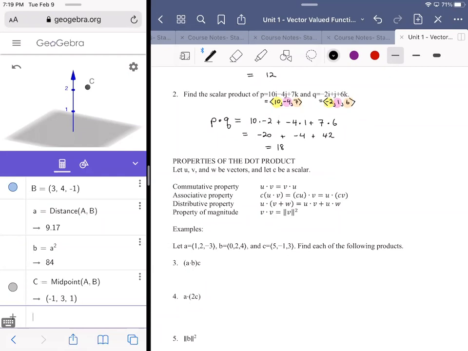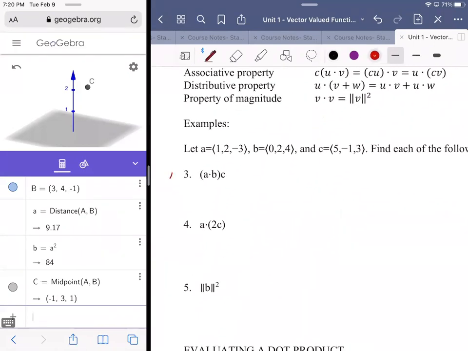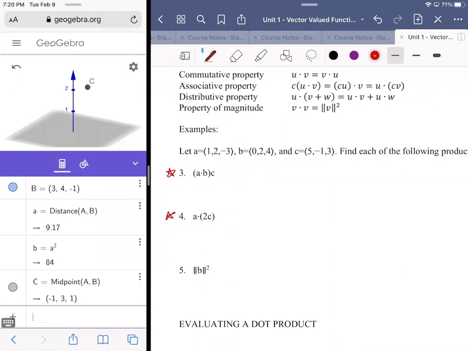The associative property looks kind of different from what we're used to. It kind of has a little bit of a distributive property sort of feel, but then the distributive property is also there, so it feels like there's a little interaction between those two concepts. All right, and then the property of magnitude, which is the one I'm going to focus on right now. I'm going to put stars on numbers 3 and 4 and ask you to look at those for homework. But number 5, I'm just going to dive right into that now.